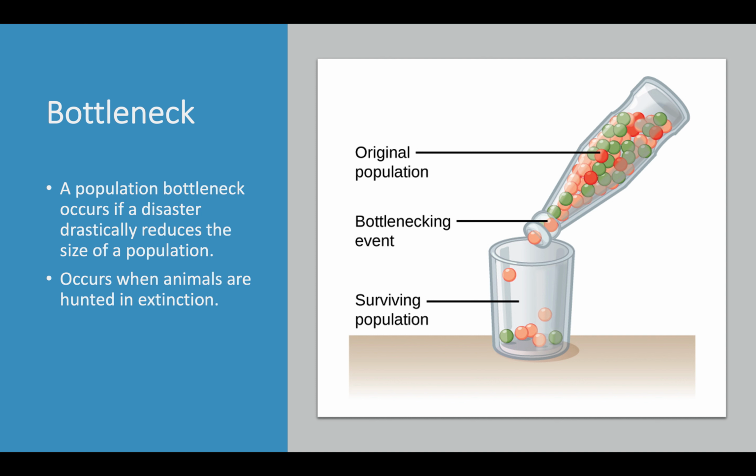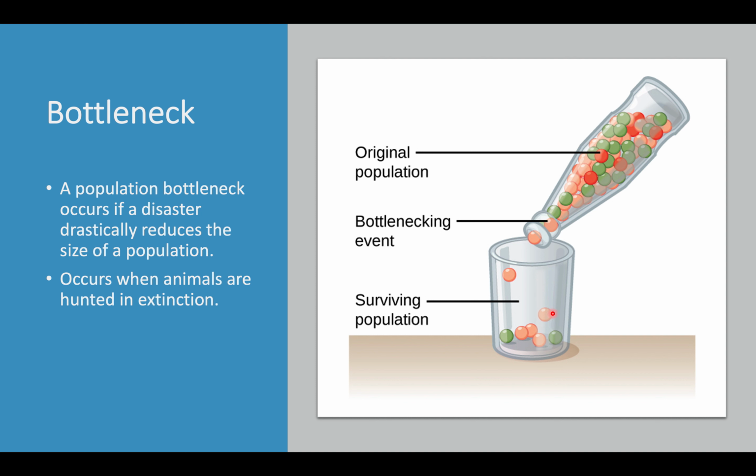So now let's talk about a bottleneck. A population bottleneck will occur if a disaster drastically reduces the size of a population. One example they provide is when animals are hunted to near extinction or to extinction completely. In the image here, you see an actual bottle they use as an example, which is the reason we call it a bottleneck. In the bottle, they have the original population of the organism we're talking about. Here is the bottleneck, the actual tip of the bottle. It's an event that knocks down the population drastically, and then the surviving population has very few of the original alleles that were within the original population.